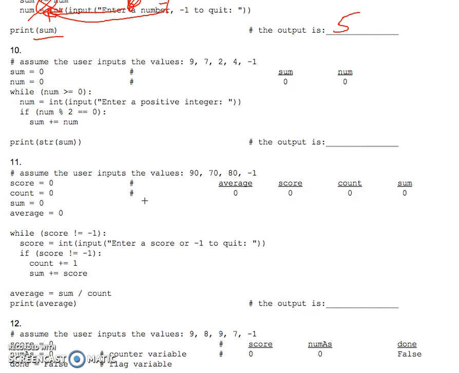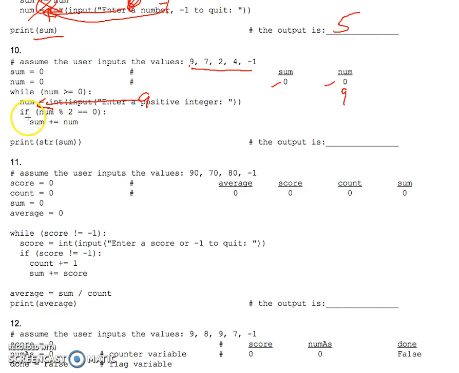Exercise 10. Here are a bunch of numbers that get inputted. 0, 0 to start. Okay, while num greater than or equal to 0. Okay, this is greater than or equal to 0. So we do this line of code. The 9 is being entered into the computer and stored in the variable num.